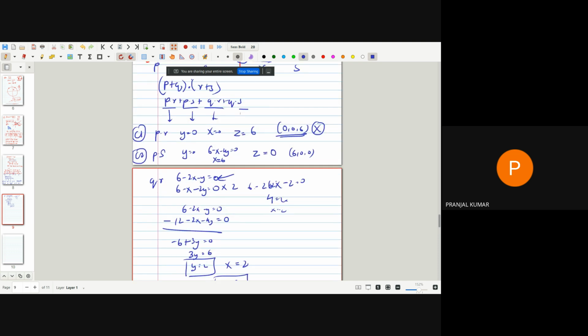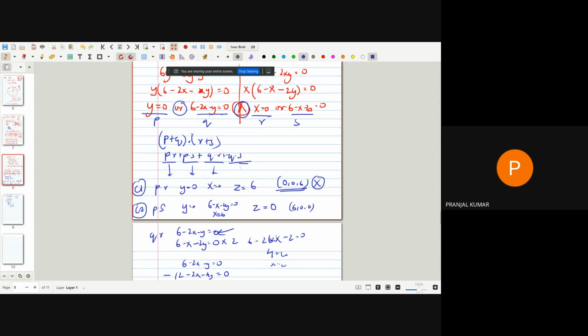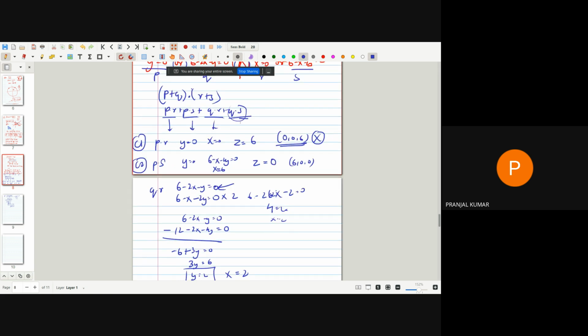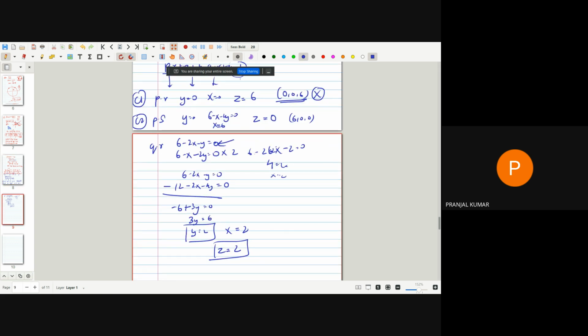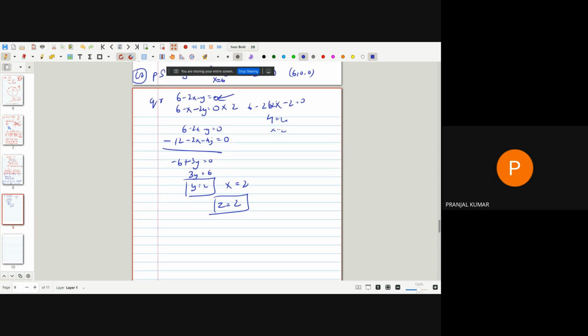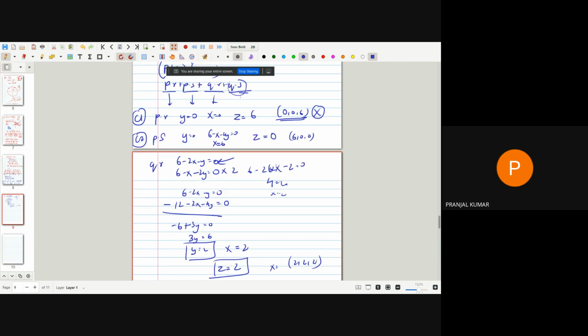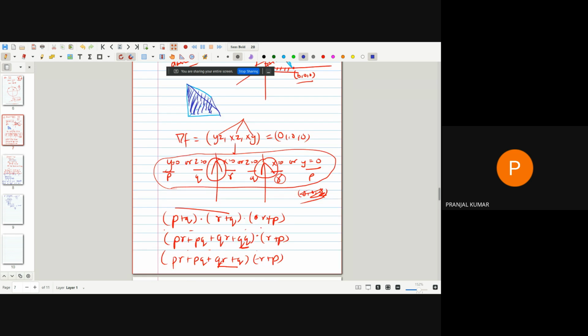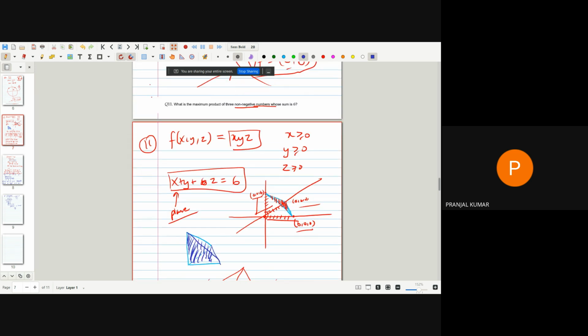Because for the rest of the points, you can see now one more is left, right? QS. So when z is 0, one more variable will come to be 0, and that will be a corner point again. So your answer is x is equal to 2. So 2, 2, 2. So what is your product? 8. Is it clear?